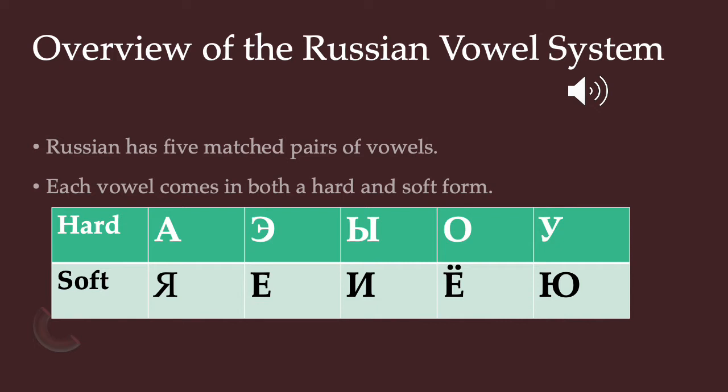So we have the hard vowel a, and then its soft equivalent ya. We have the hard vowel e, and its soft equivalent ye. We have the hard vowel I, and the soft equivalent I. We have the hard vowel o, and its soft equivalent yor. And we have the hard vowel u, and its soft equivalent u.